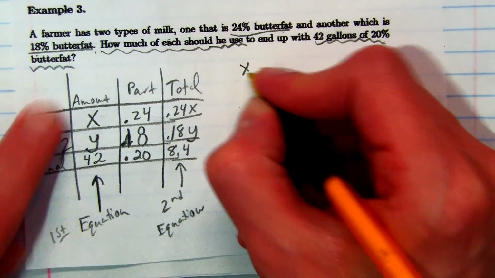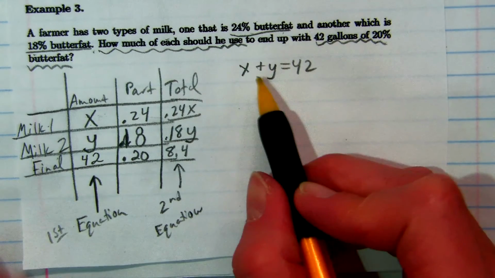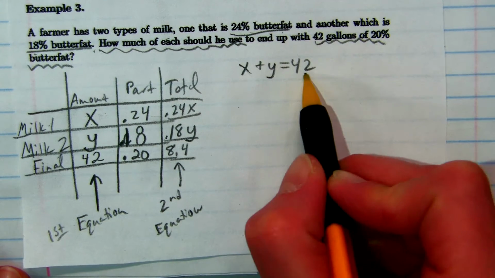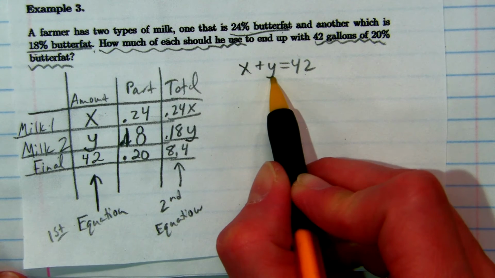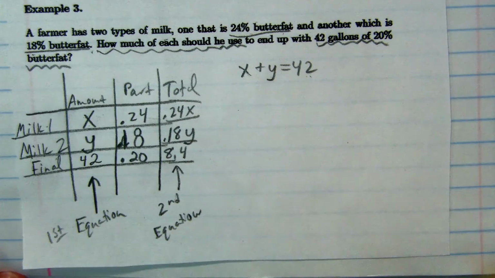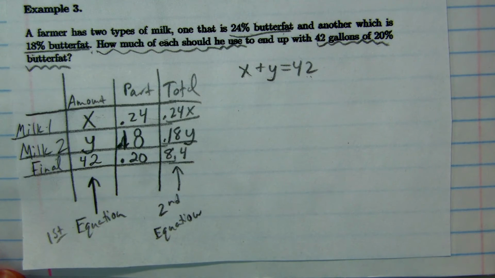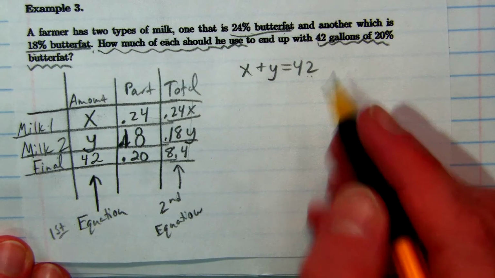So my first equation, I'm just going to go down the list. It's going to be x plus y equals 42. We basically know that we're going to end up with 42 gallons if I add the first kind of milk and the second kind of milk together. That's what this says. First kind of milk plus the second kind of milk ends up with 42 gallons of the milk that we want.